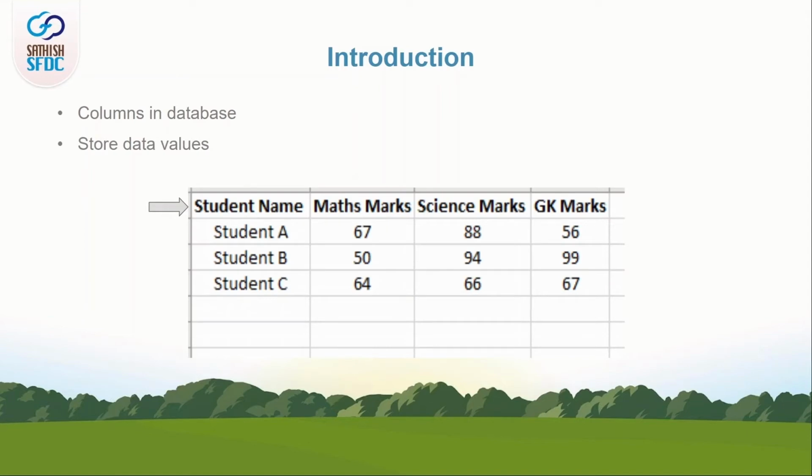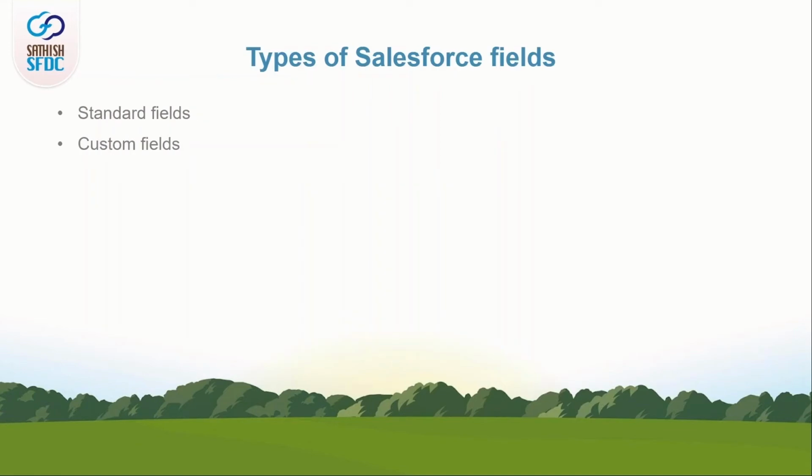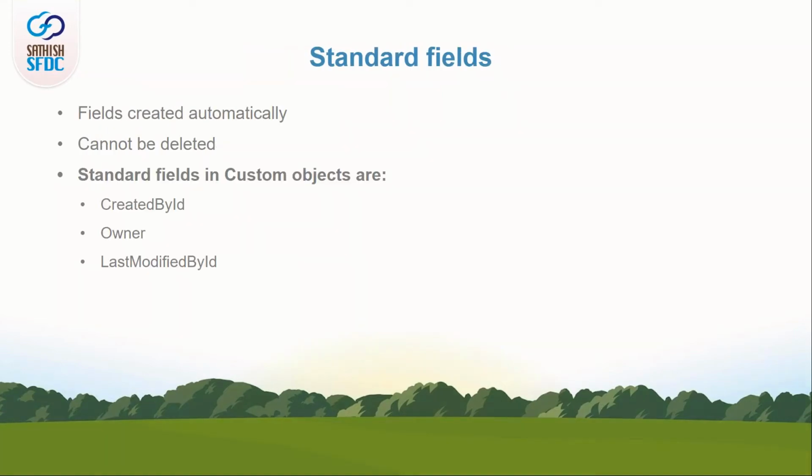For example, if you want to store an account holder name in an account record, you must have a field named account holder name. There are two types of fields, standard fields and custom fields. Standard fields are fields created by Salesforce in standard objects. These are inbuilt fields in inbuilt objects. Those fields are constructed by Salesforce based on their market analysis.